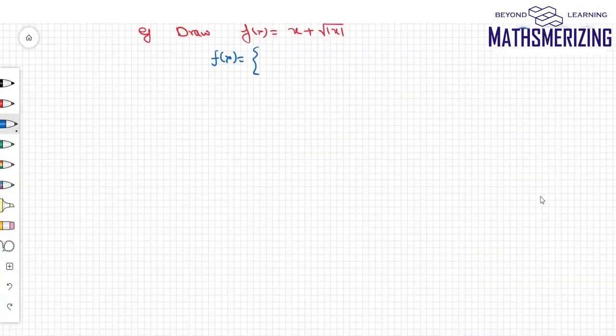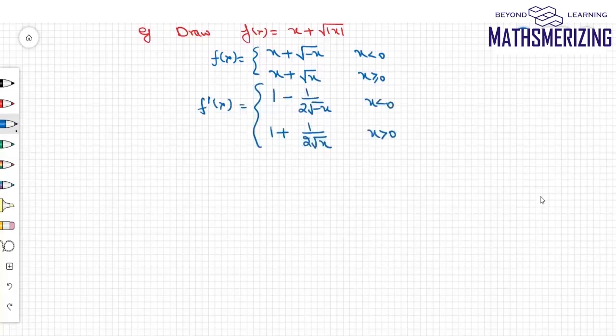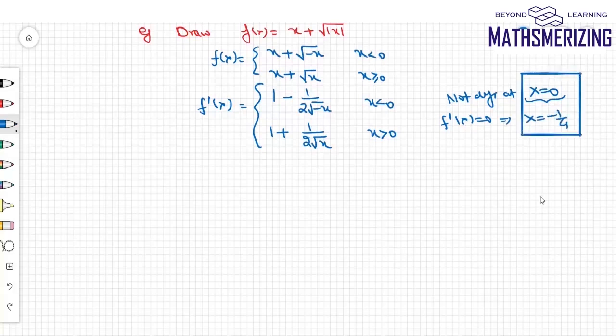I can write f(x) as x plus under root of minus x when x is less than 0 and x plus under root of x when x is greater than or equal to 0. So if I differentiate this function, I'll get, now this function is not differentiable at x equal to 0. So x equal to 0 is one of my critical points. And also, if I put f dash x equals 0, I'll get x equals minus 1 by 4. So there are two critical points, x equal to 0 and x equals minus 1 by 4.